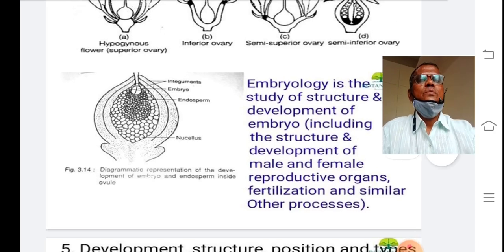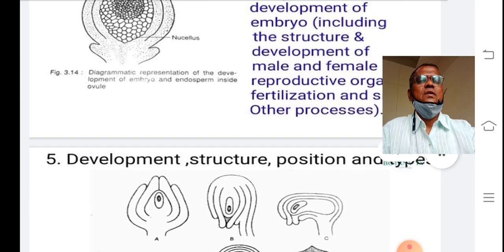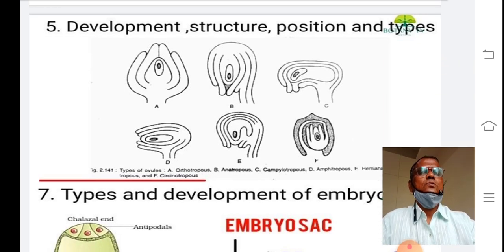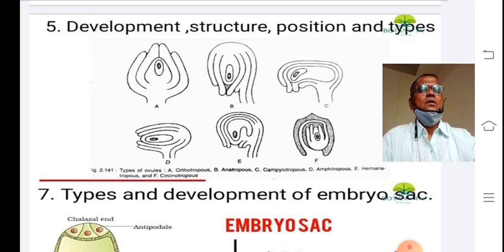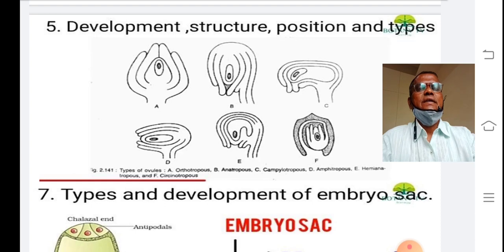So this development is important, and diagrammatically this represents the development of the embryo. How does the embryo develop? Integuments are there, endosperm is there, and the nucellus is there. Then after this, the ovules. What are ovules? The structure, development, position and types of ovules in angiosperms. The first type, see the A diagram: the micropyle is the opening of the ovule, and the basal attachment is called the funiculus.